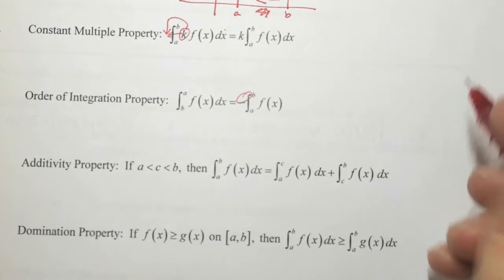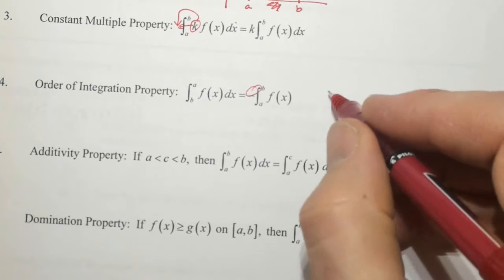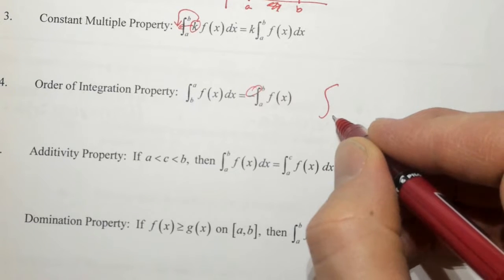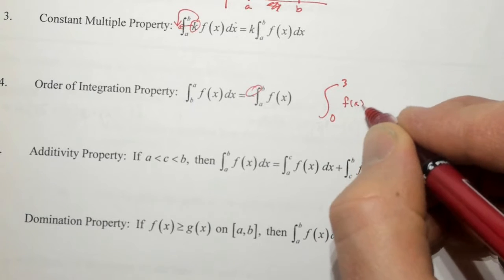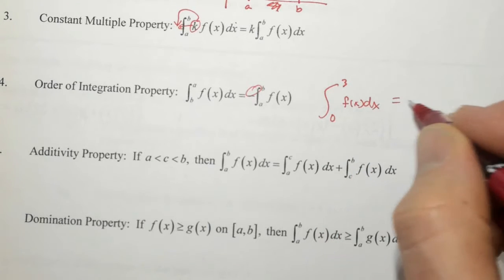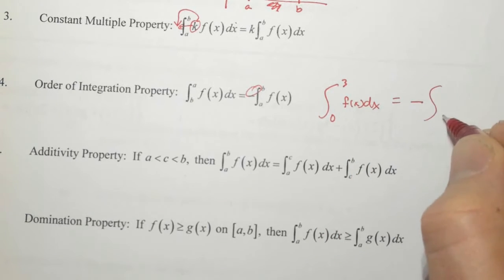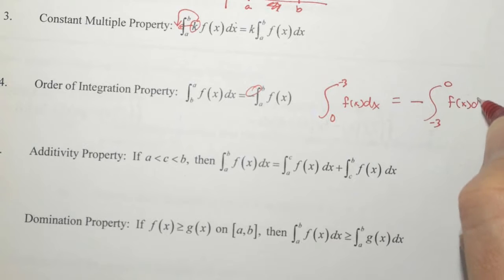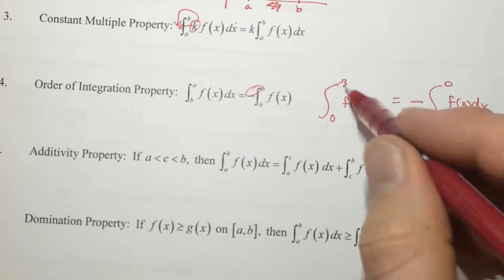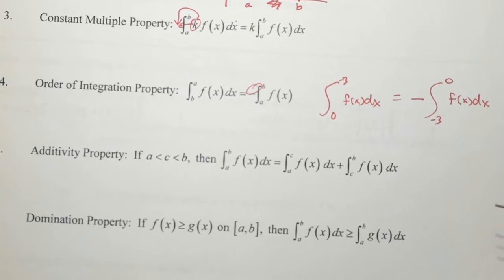All right, so again, for example, if we have the integral from 0 to 3 of f of x dx, that is the same thing as the opposite of the integral, excuse me, that should be negative 3 right there. The opposite of the integral from negative 3 to 0 of f of x dx. We can swap the bounds, but we negate the integral.